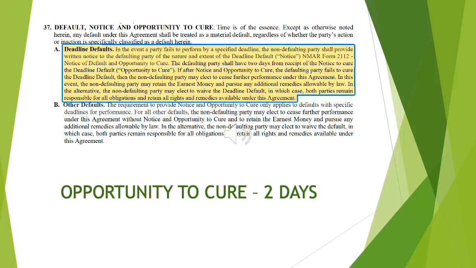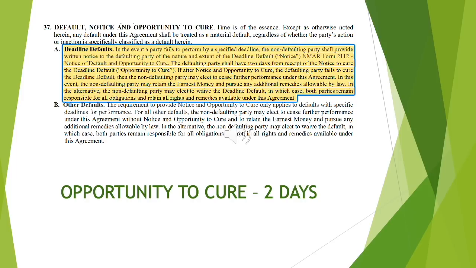So the reason we divide it into deadline defaults and other defaults is because there are lots of provisions of the contract that can't be cured, right? So for example, we have a provision that in the event the buyer wants to go onto the property, they have to have the seller's permission or the listing broker's permission to do so. In the event that the seller goes onto the property without that permission, there's no opportunity to cure. The horse is out of the barn, so to speak, and there's no way to kind of take that back. They've already defaulted. There's no way to cure that default.